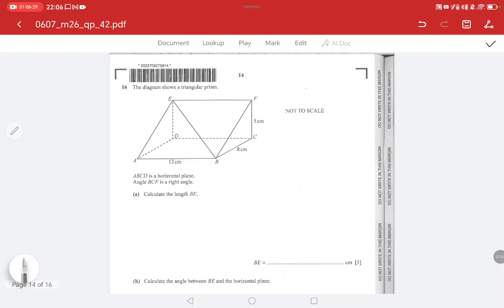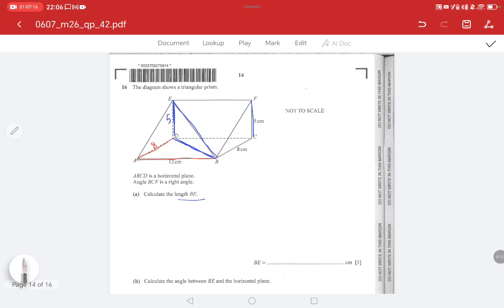Calculate the length BE. Take care about this type of question. When you want to find BE, it means this side. If I want to find BE, first I have to find this diagonal. For us, this one is given. This one is the same as this one, so this one is 5. So how can we find this one? We know that this one is 12, and we know that this one is 8.